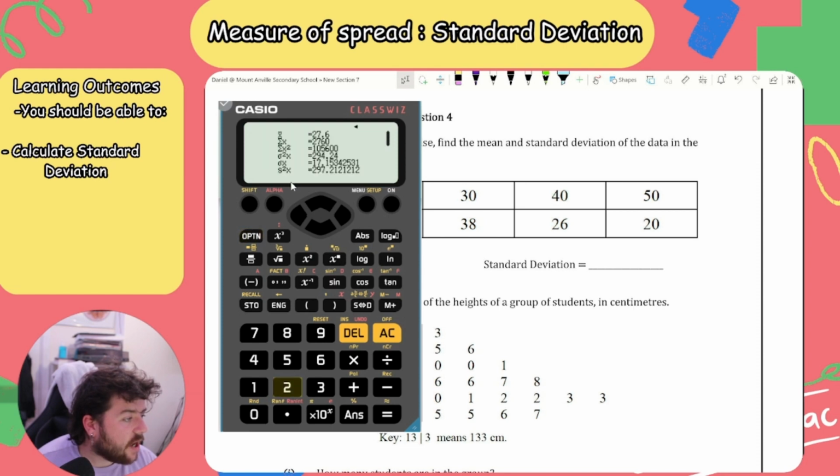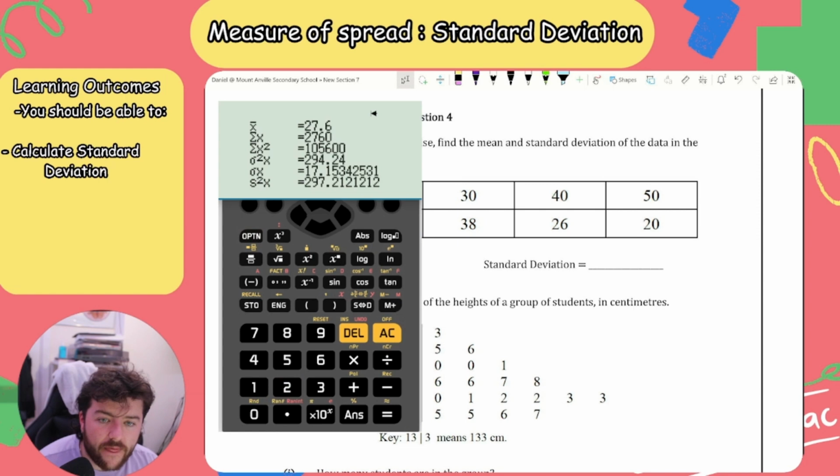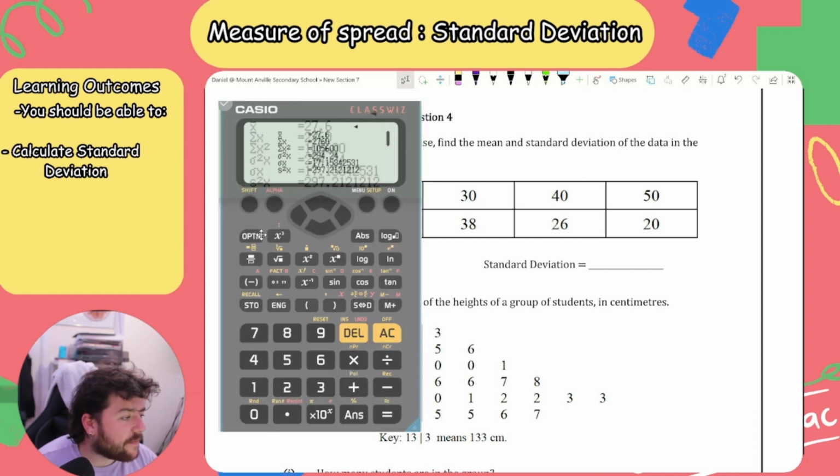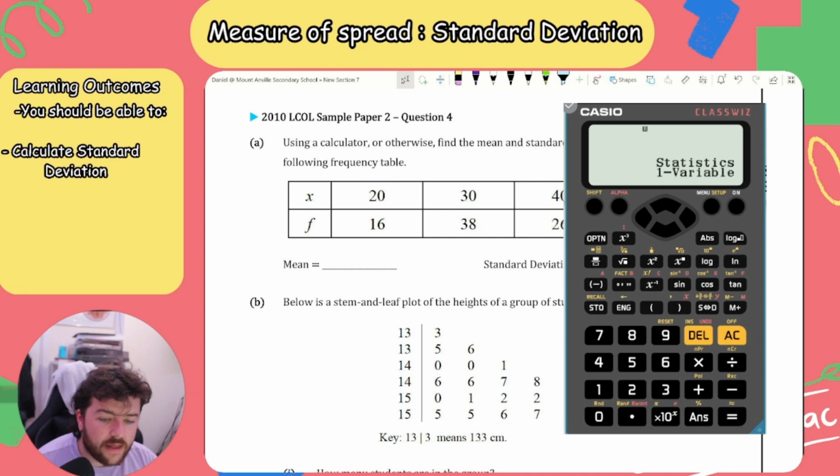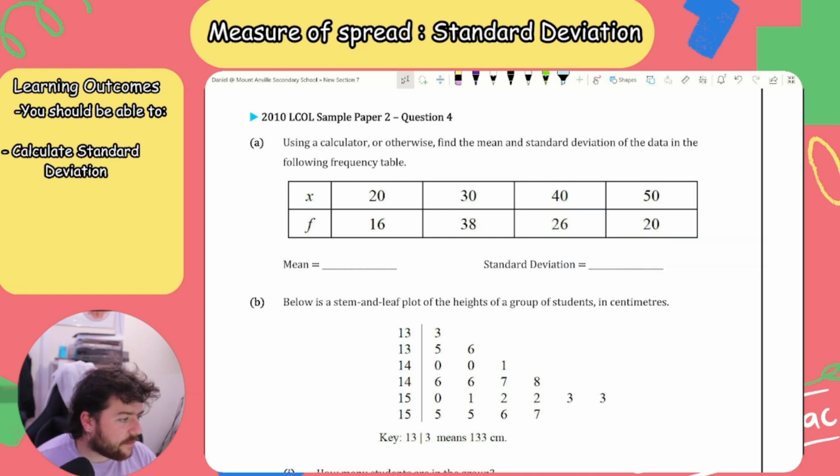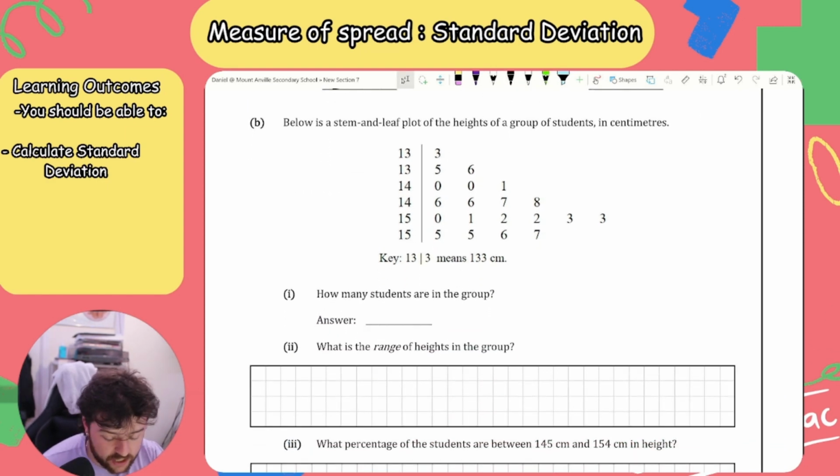Option, Variable Calculator. Boom. So there is my standard deviation, 17.15. And my mean, x bar, is 27.6. So my mean was 27.6 and my standard deviation was 17.15. The question didn't really specify a decimal point there.